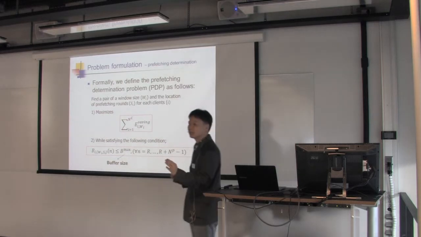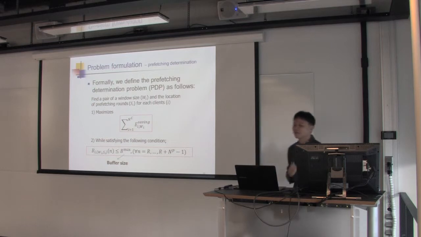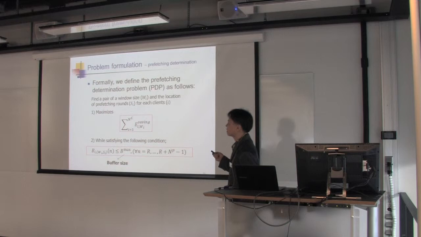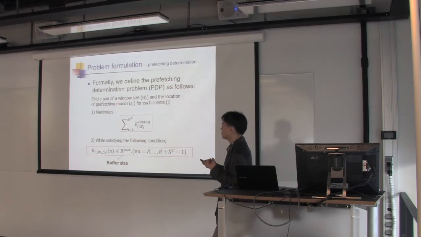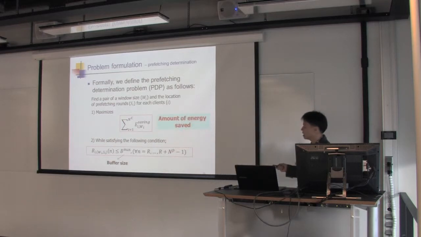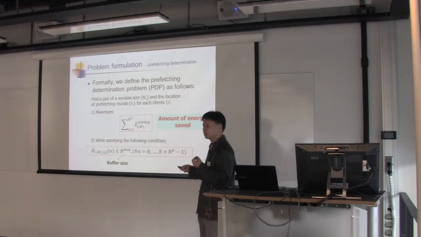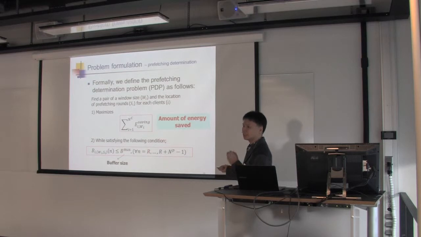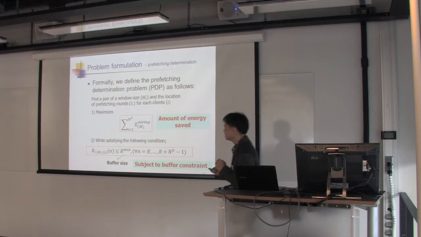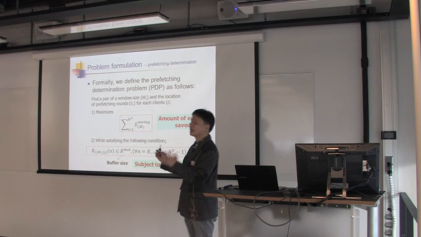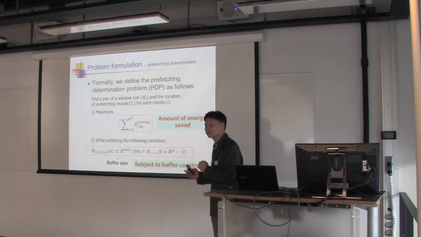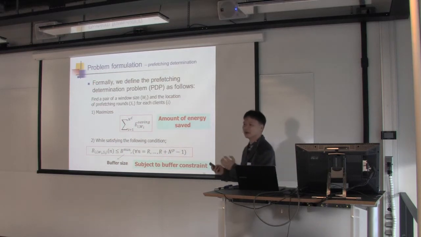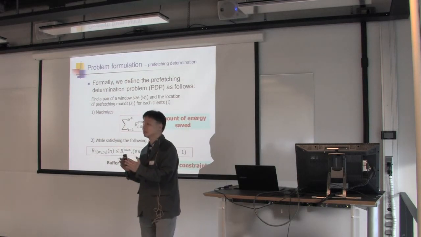From these calculations of buffer size and energy requirement, now I'm formulating the optimization problem called the prefetch determination problem. For each client, we have to find a pair of window size and the location of a prefetch round that maximize the total amount of energy saved while satisfying the following condition. In each round, the buffer requirement must be less than or equal to the buffer size provided by the system. And we have to examine a total of NP rounds, as I mentioned earlier. This problem is basically NP-hard because it has a special case of the multiple-choice multidimensional knapsack problem, and the number of dimensions is NP. So it is almost hard to derive the optimal solution within a reasonable time.